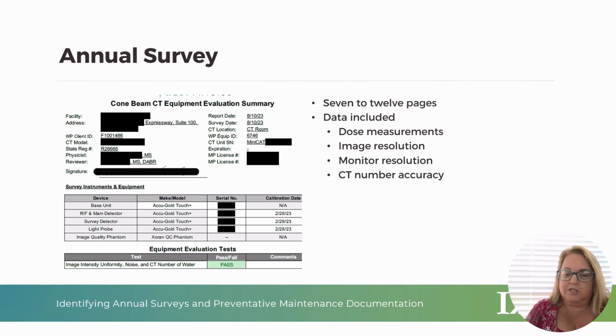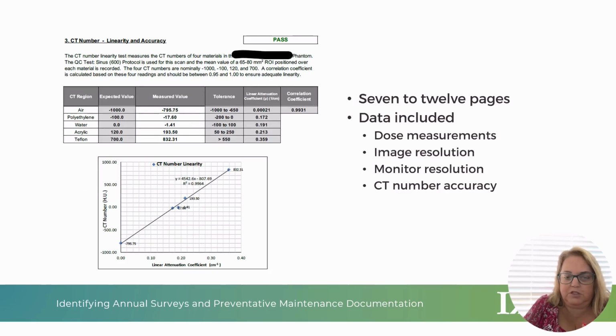To the left here, you see an example of one of these documents, and this would be the first page of the document where it lists the equipment and the equipment that was used to do the survey. There are other pages in this. This is a CT number linearity graph that you almost always have on this document. Just again, another quick tip that if you see this, you're in the right place.